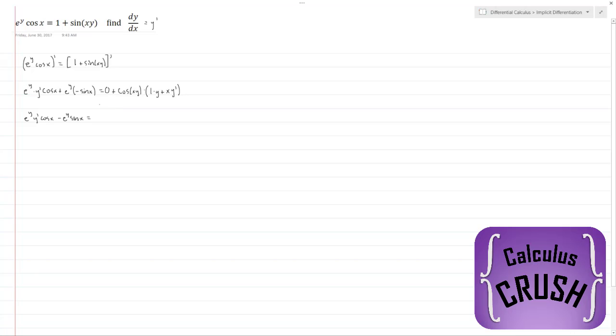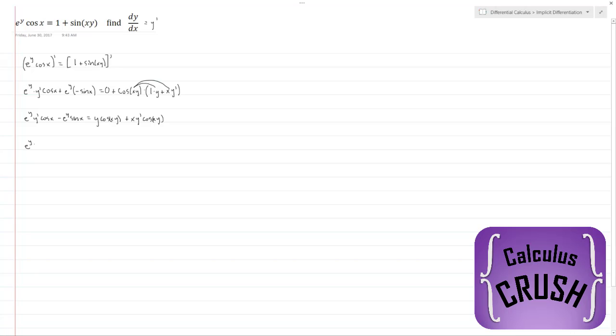We've got y times cosine of xy plus x y prime cosine xy. So what I just did there is I just expanded this right side. Okay, now everybody who's got a y prime, let's put them on the left side.